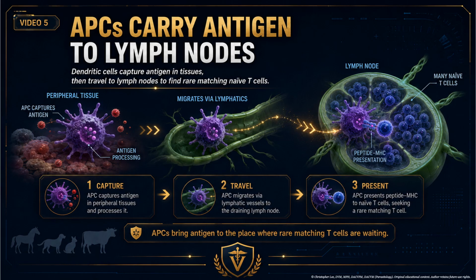That helps solve the search problem. Instead of naive T cells wandering randomly around every tissue hoping to bump into their antigen, APCs bring antigen to an organized immune hub. Inside the lymph node, many naive T cells scan APCs. Most do not match. But eventually, if the right T cell is present, its TCR recognizes the peptide MHC complex. And that recognition starts clonal expansion.